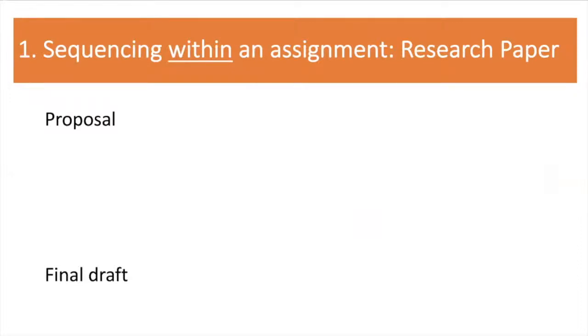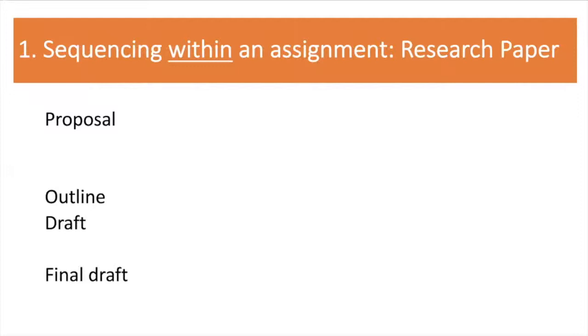First, let's look at an example of sequencing within an assignment. Let's imagine that the final assignment product is a standard research paper. A most basic sequence would have students submit a proposal earlier in the semester, then a final draft at the end. A more developed sequence could have students move from a relatively simple task, like outlining their paper, to more complex tasks, like a first draft and then a final draft.